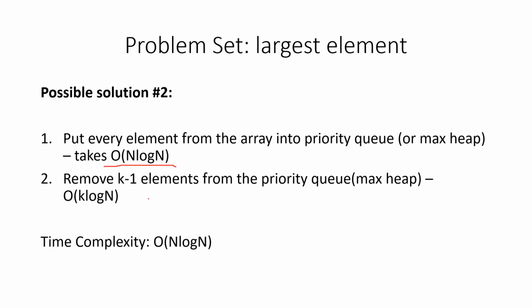In the second step, we need to remove k minus 1 elements from the priority queue or max heap, and every deletion takes log n time complexity. Because we need to remove k elements, the overall time complexity is k log n, and the whole time complexity of this solution is n log n because we ignore lower order terms.